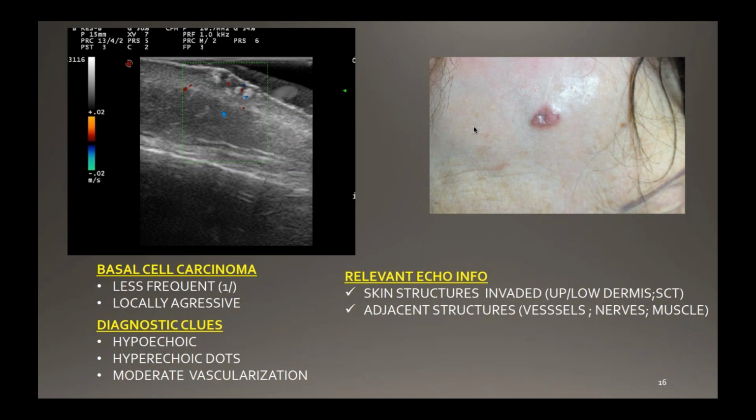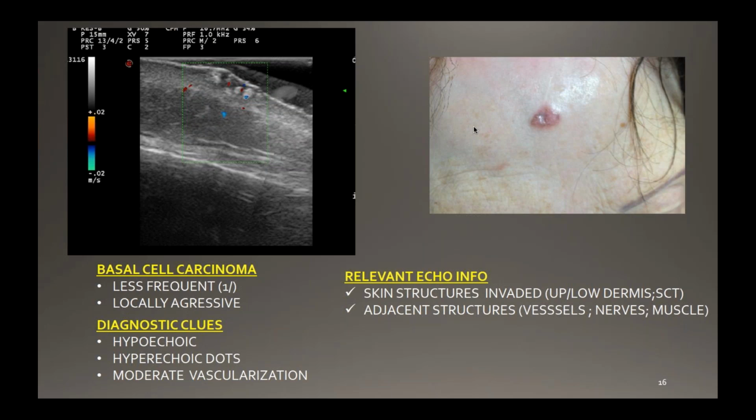Diagnostic clues regarding this kind of tumor are that it is hypoechoic, it will have hyperechoic dots, and the vascularization is moderate. These hyperechoic dots are very correlated with the histological grade and the histologic aggressivity of the tumor. The more hyperechoic dots we have, the more possibilities of recurrence we have, as it is an expression of the number of cells of the nests of basal cell carcinoma, and it's an indicator of recurrence and aggressivity too.